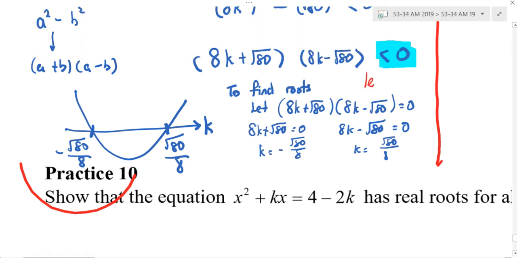Less than zero. Less than zero means I want which value? In between this value. Therefore, my final answer, x is this or this.